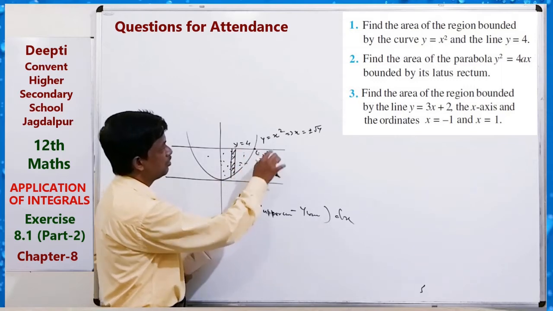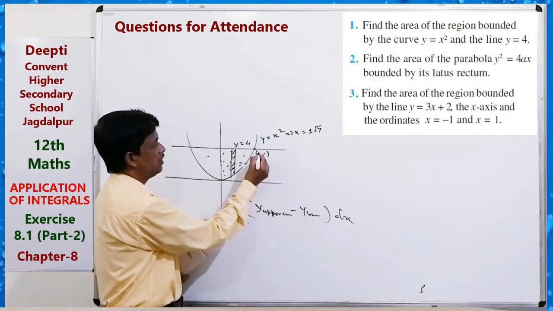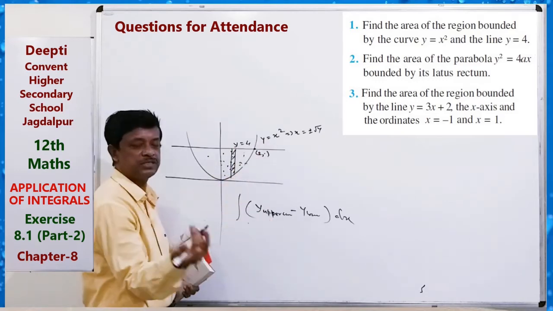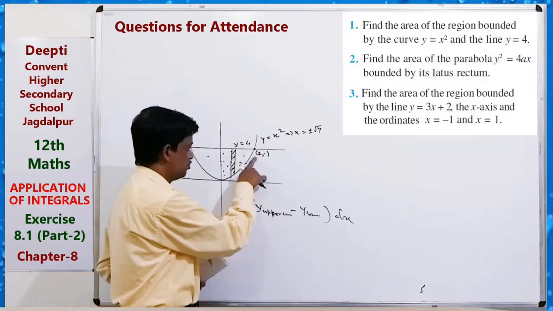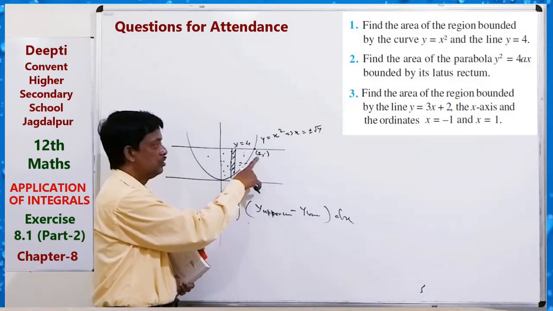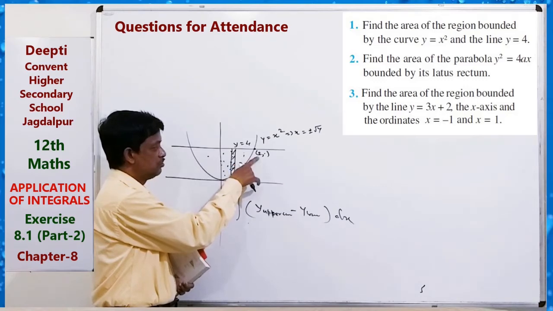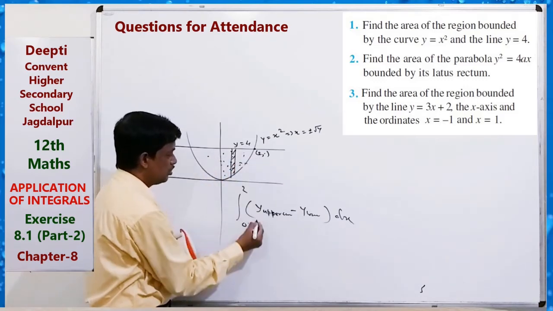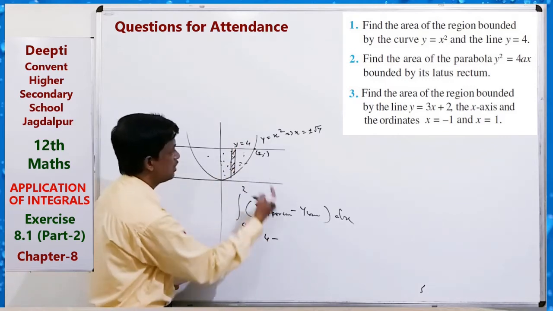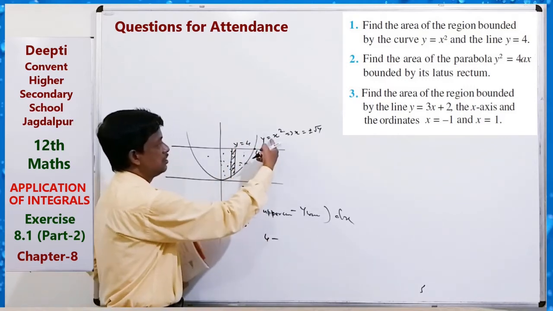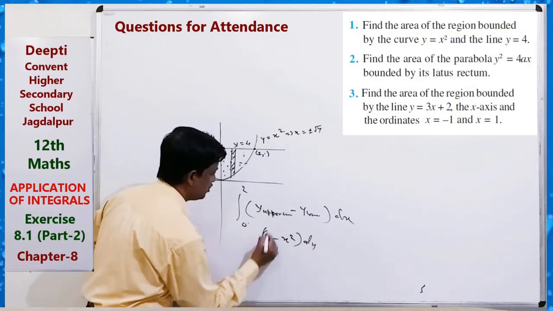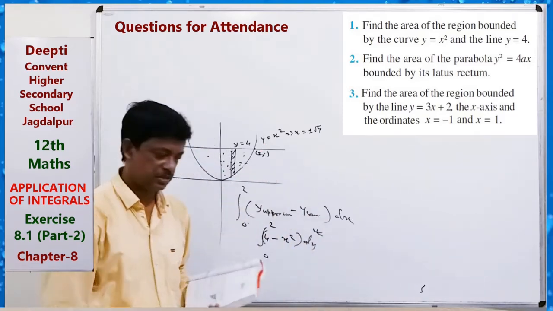y equals to 4. Put here y equals to 4, then x square equals 4 means x equals plus minus 2. So plus 2, and minus 2 is here. So 0 to 2. Y from upper curve means 4 minus lower curve, which is x square. 4 minus x square. You have to solve this. This will also give the answer.